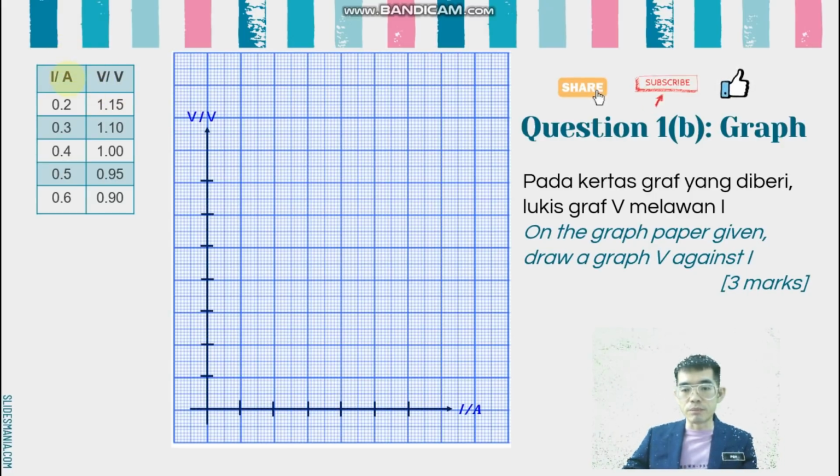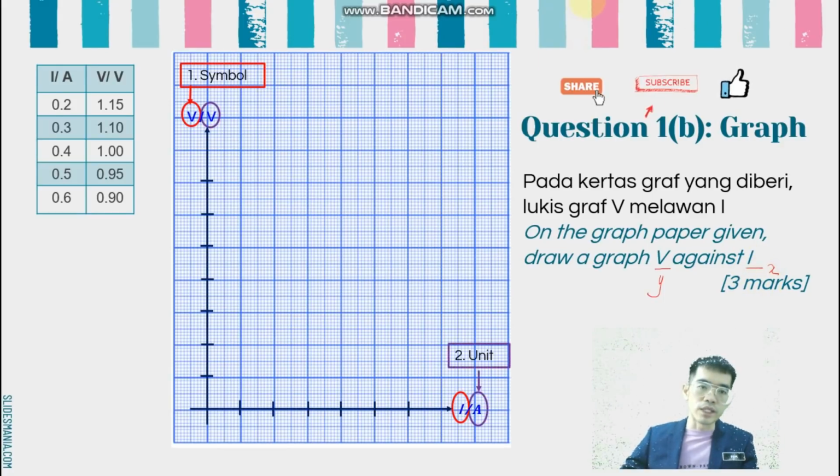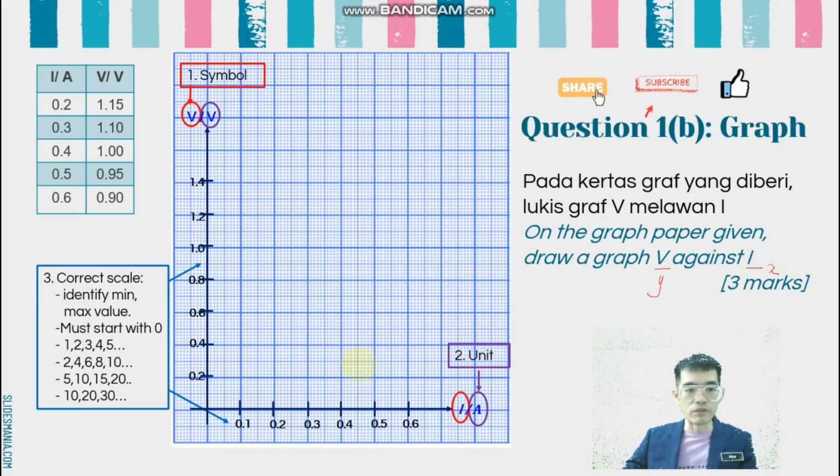So the first tip here is you have to mention the symbol at the y-axis and x-axis. Here the question asks you to plot V against I. So the y-axis will be potential difference and the current will be at the x-axis. The second tip, you have to mention the unit for both axes. The third, you have to give the correct scale for both axes x and y.